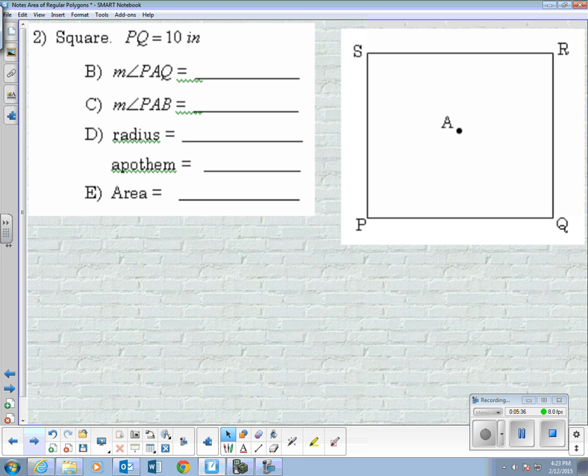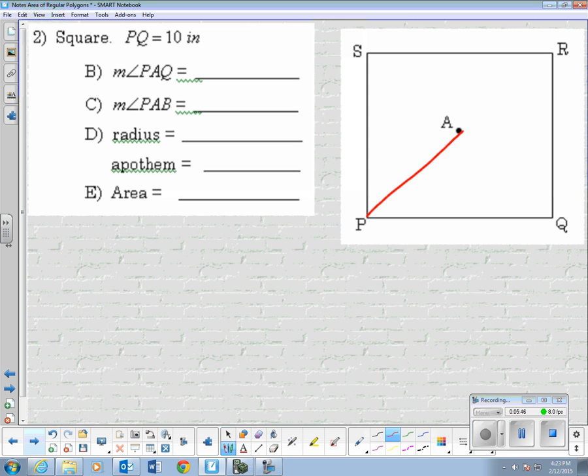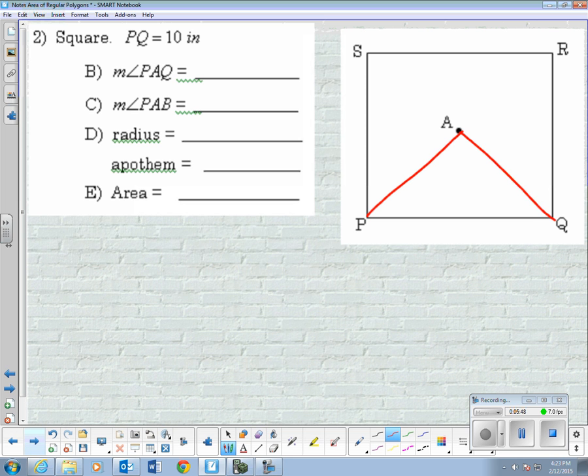Okay, this is a square. Yes, I know you can find the area of a square as area is equal to side squared, but you need to understand that it's a regular polygon and it works just like a regular polygon. So if we connect the P and the A and the Q, we create the central angle. So the central angle is 360 divided by 4, which is 90. So that central angle is 90 degrees.